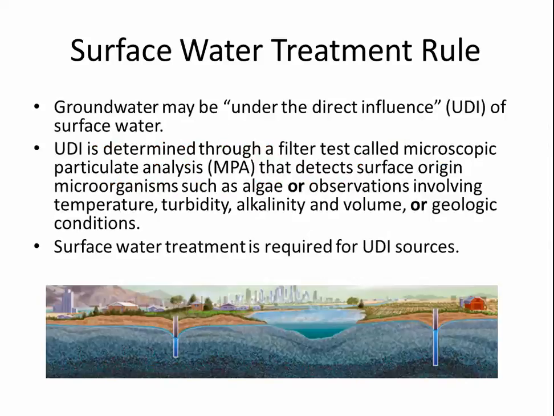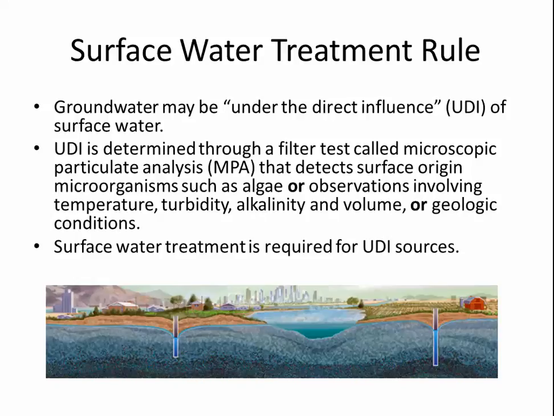So surface water is supposed to be super obvious. It's on the surface of the earth. But there are cases where groundwater is influenced and under the direct influence of surface water, and we call this UDI. When a groundwater source has been determined to be UDI, then we require surface water treatment for those sources. We treat them exactly the same as we treat our surface water sources.